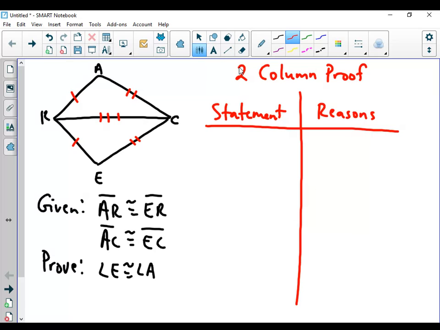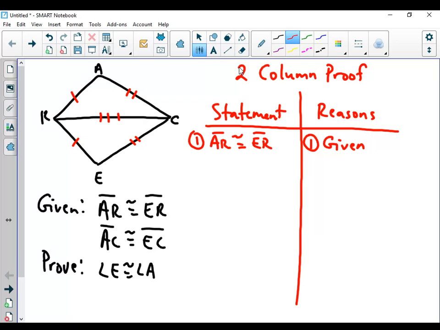But how do we write that in a two-column proof? Well, we're kind of going to start out the same way. We're going to start with our given information. So I'm going to take one of these pieces, the first one being AR is congruent to ER. And I'm going to make that statement. What was your reason for that statement? It was given to us. So for the reasons, I'm going to put just that, it was given. Now notice we're going to number them so we know which one's paired up with which.